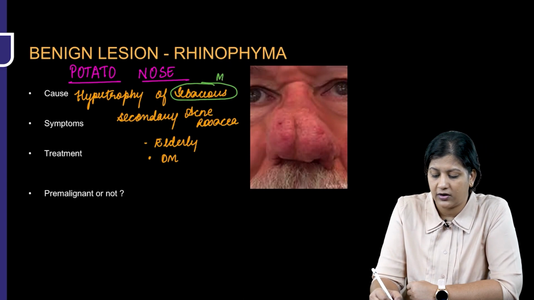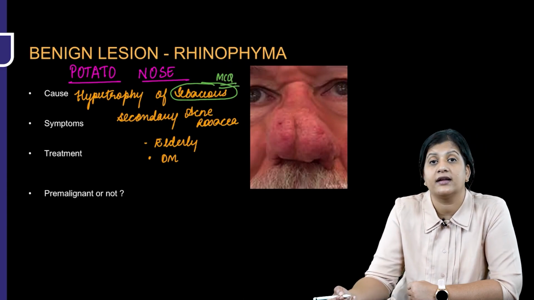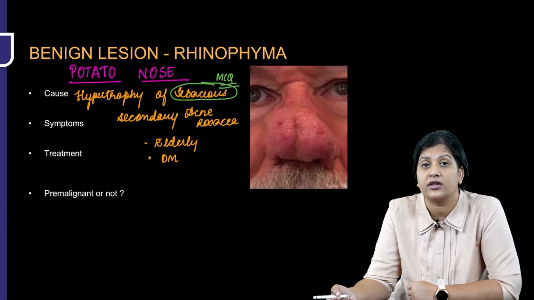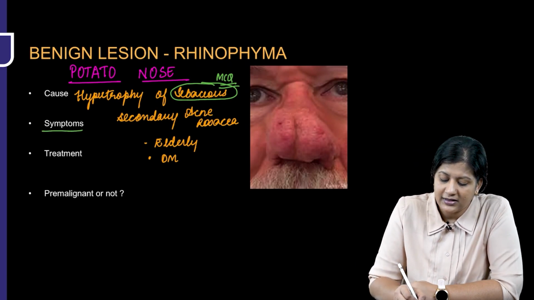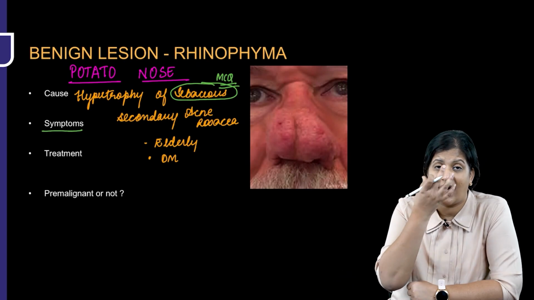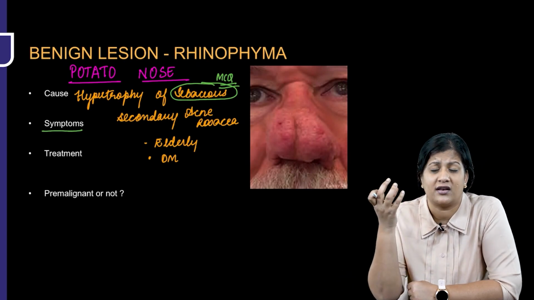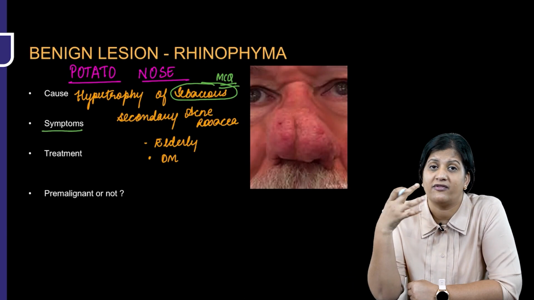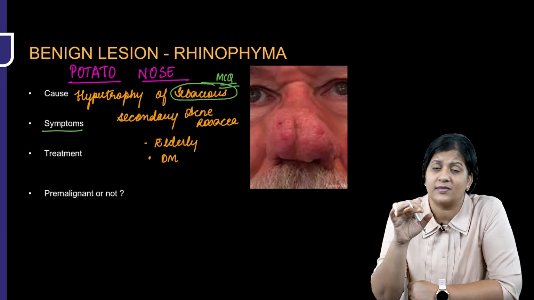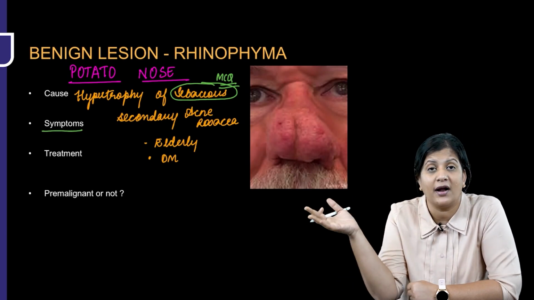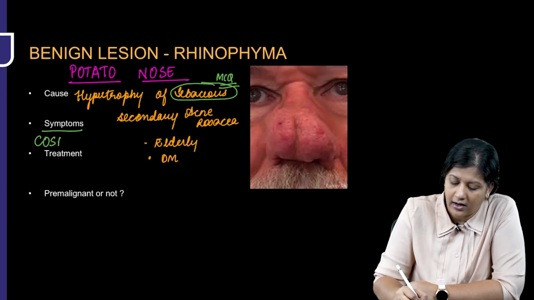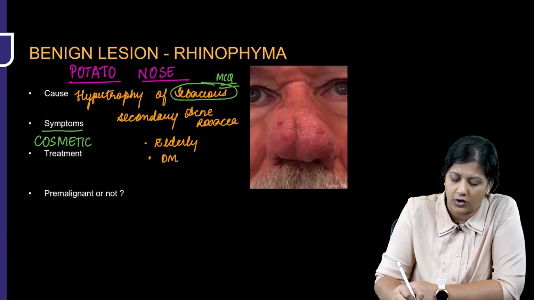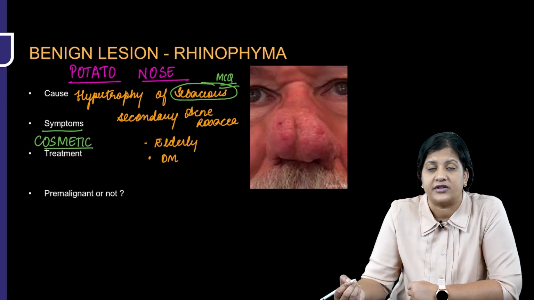Now, this will be your MCQ question. Which gland is hypertrophied in a patient with rhinophyma? It is the sebaceous glands. Now, what will be the symptom? Obviously, nobody likes to have that big, wide, hypertrophic nose. Everybody will be concerned only about cosmesis. It will not cause any symptom at all. Mainly, it is the cosmetic appearance of the nose that bothers these patients.